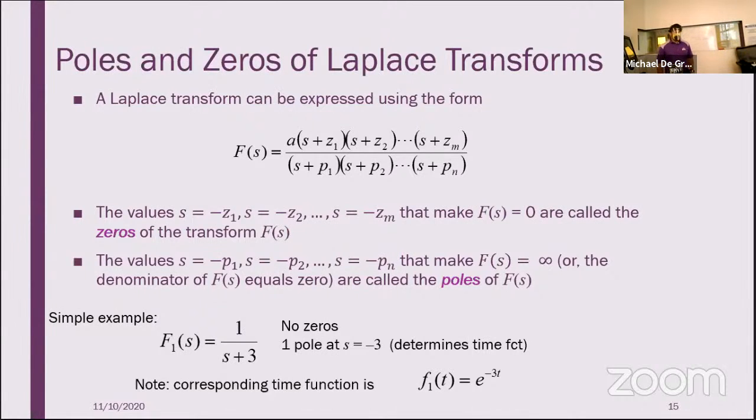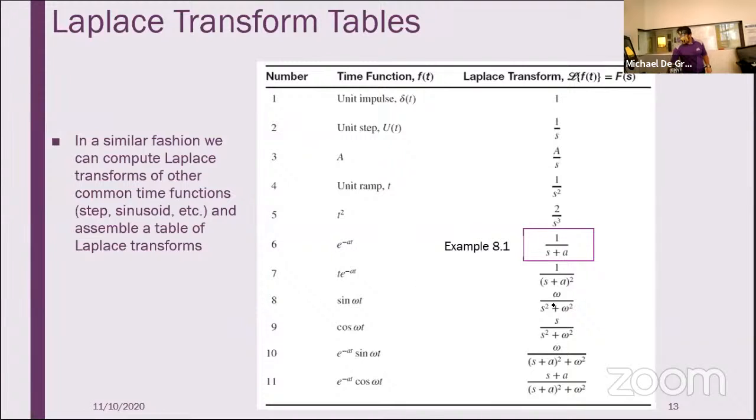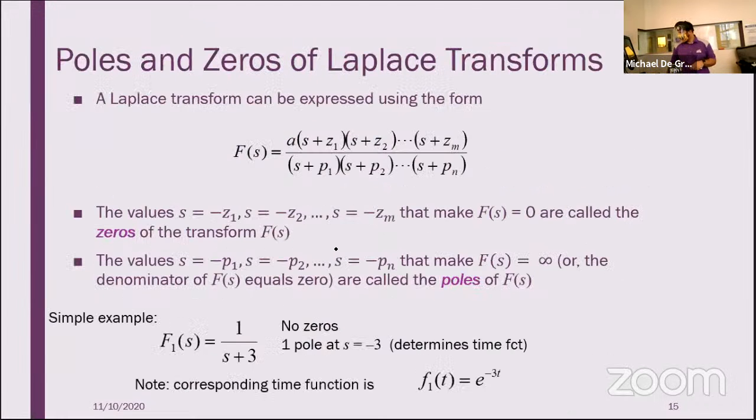What's the time constant of such a function? Think about that. Remember, we had 1 over s plus 3. I look at my Laplace transform table: 1 over s plus a is e to the -at. So 1 over s plus 3 should give me e to the -3t, and that's what I get. Now, if I end up with e to the -3t, what is the time constant of this function? How do I find the time constant?